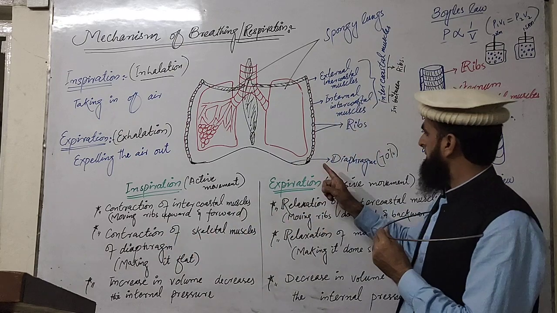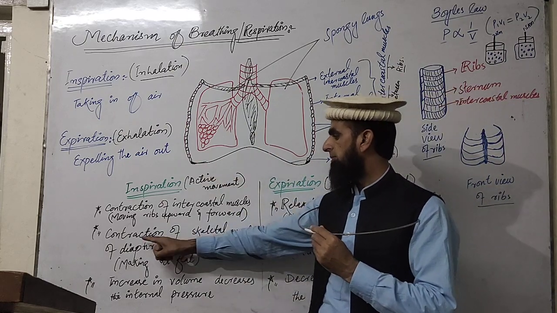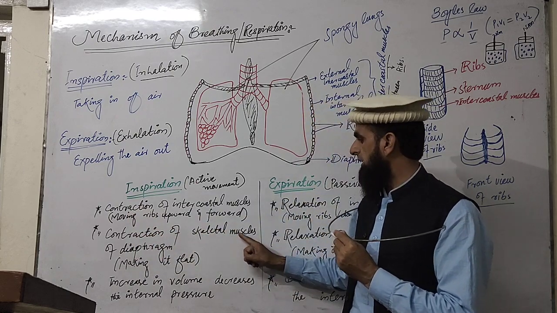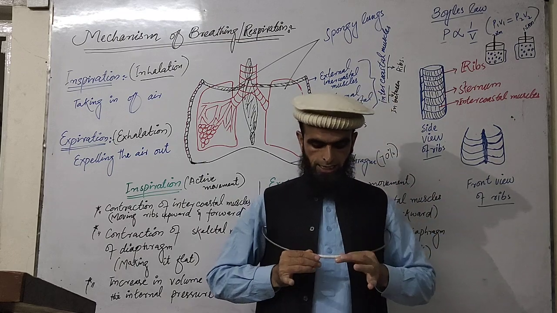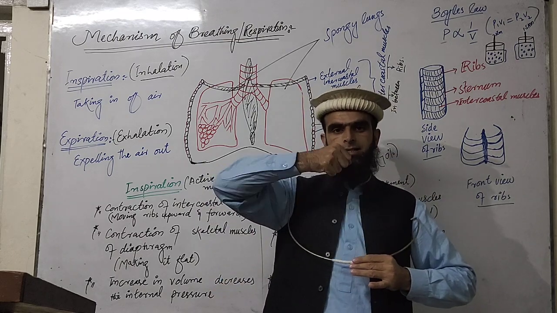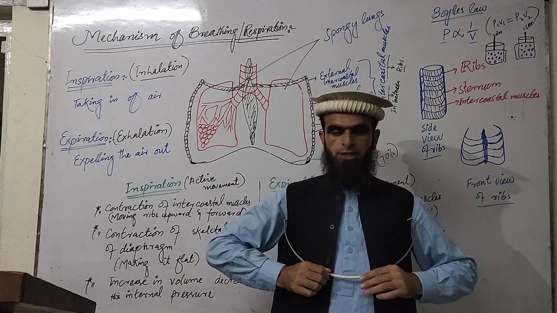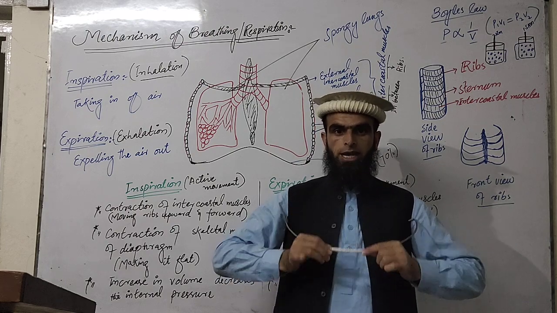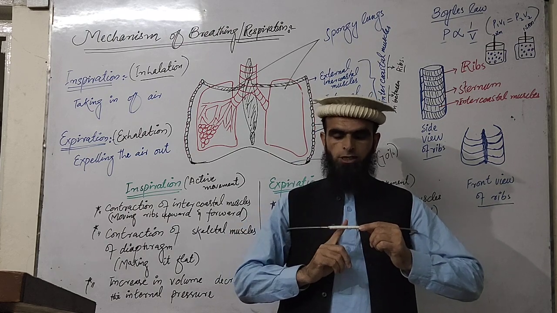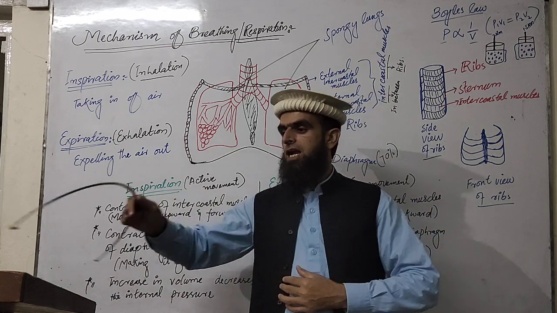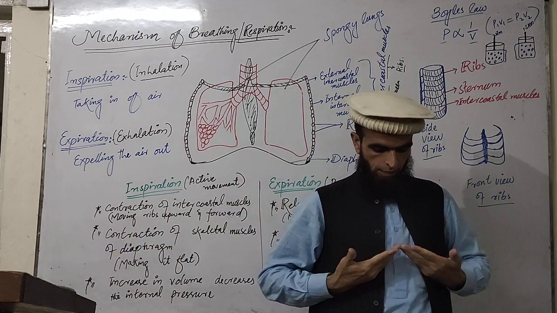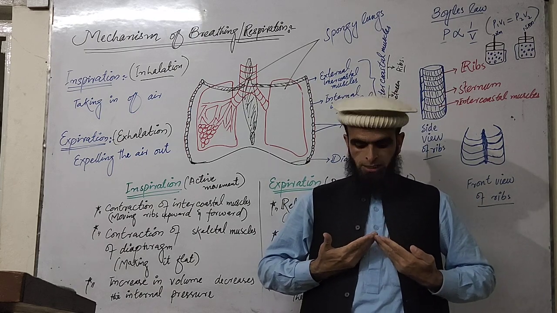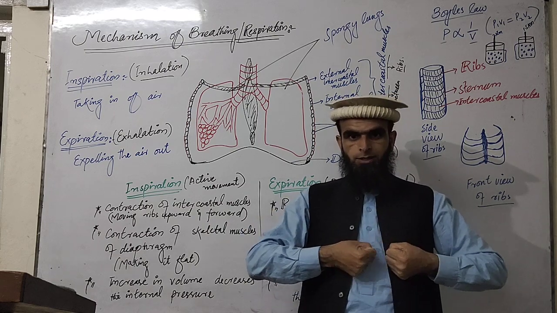Meanwhile, what happens to the skeletal muscles of the diaphragm? The same case is here with the muscles of the diaphragm. They are also contracted. As I told you, when the skeletal muscles contract, they pull the ribs upward, and when they go upward, they go forward, making a space between the ribs and the lungs. At the same time, the dome-shaped diaphragm, its skeletal muscles also contract. When they contract, they pull.